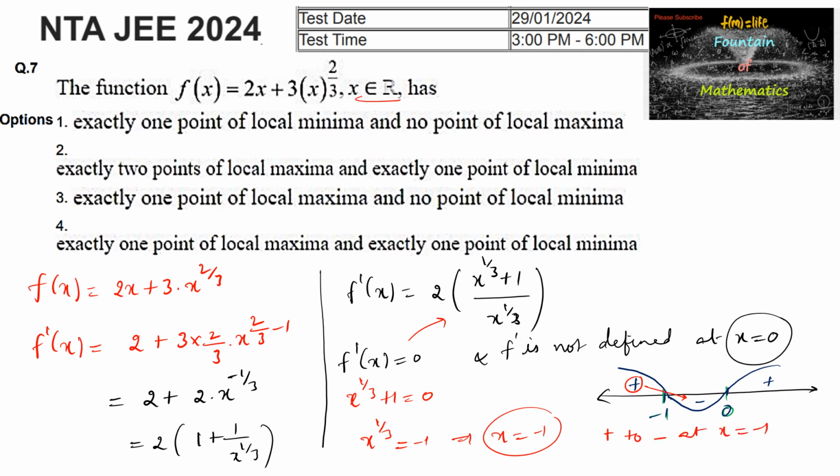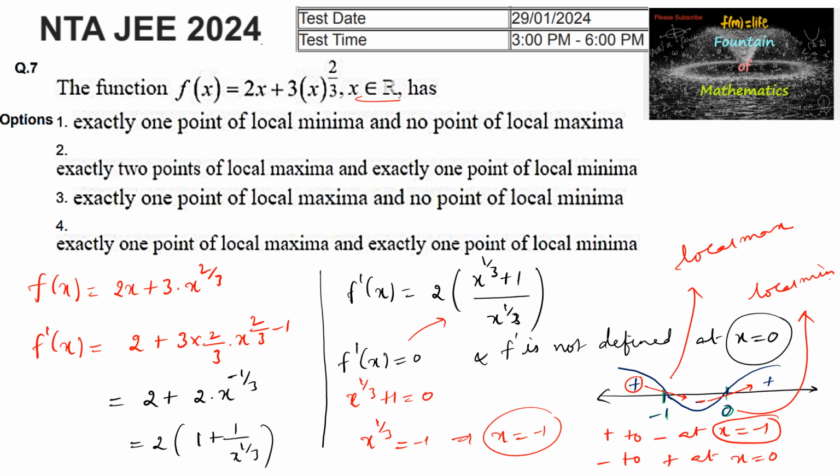Whenever the sign changes from positive to negative at a point, we can say at this point, at x is equal to minus 1, we have local maxima. And at the point x is equal to 0 we can see that the sign changes from negative to positive, and here we can consider the point is having local minima. So at x is equal to minus 1 it is local maxima, and at x is equal to 0 we have local minima. So only these are the 2 points we can consider.